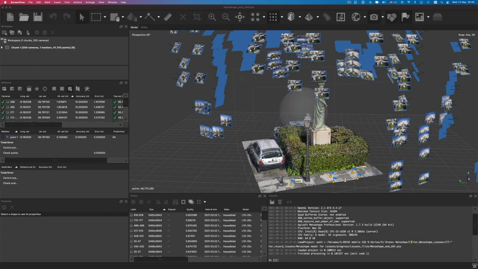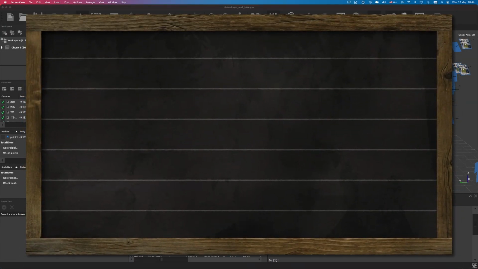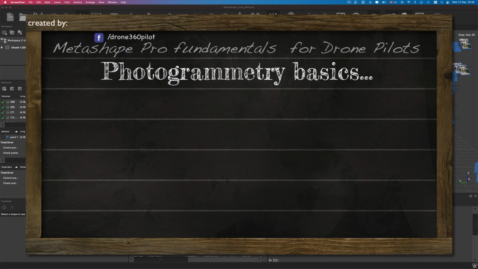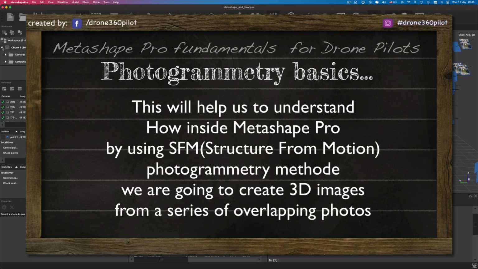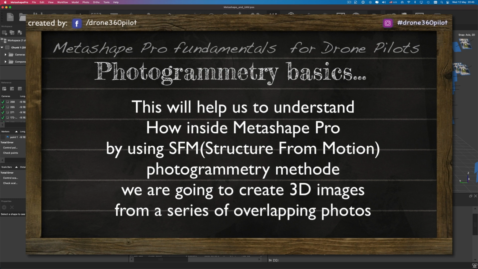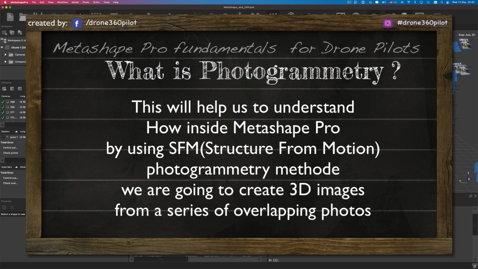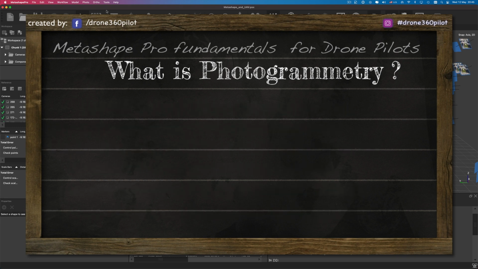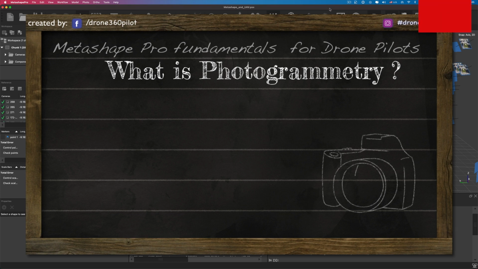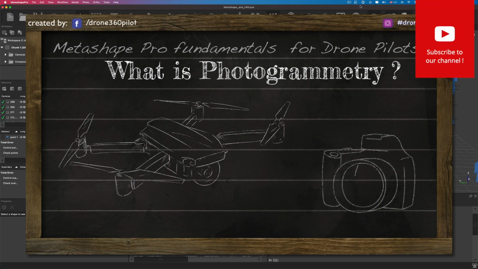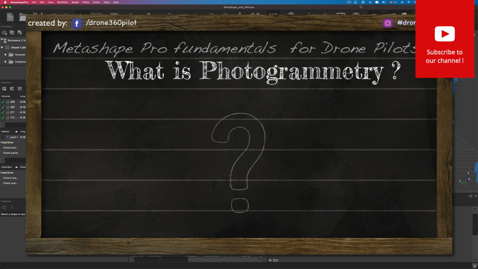Well, before we go deeper into Metashape software settings, I would like to explain briefly some main principles behind photogrammetry. It will give us a chance to get more consistent results inside Metashape and act more efficiently instead of choosing a way of trial and error. The following info will benefit us especially if we plan to merge DSLR footage with drone footage. So, what is photogrammetry? Let's have a look.